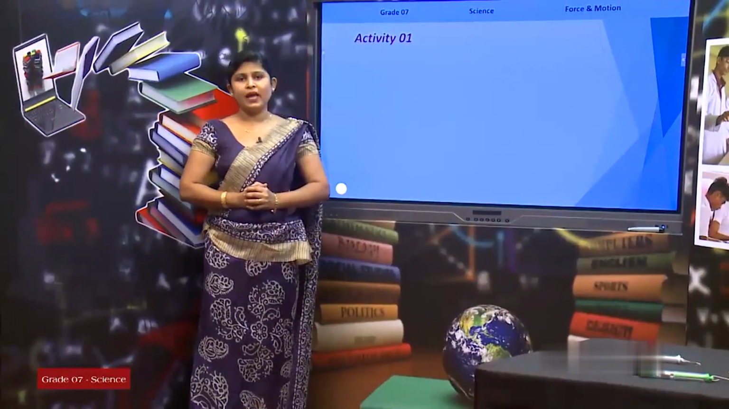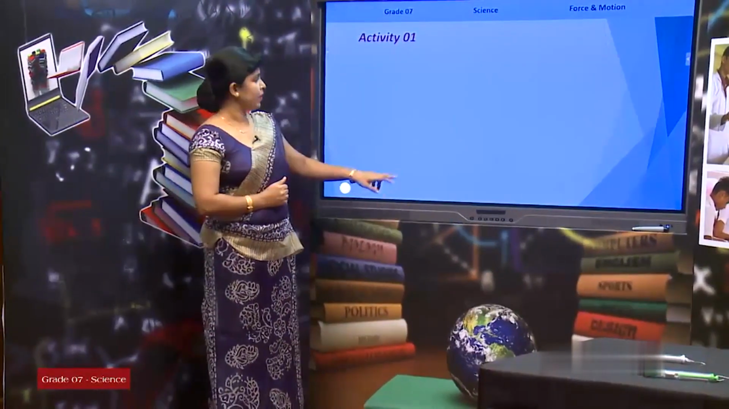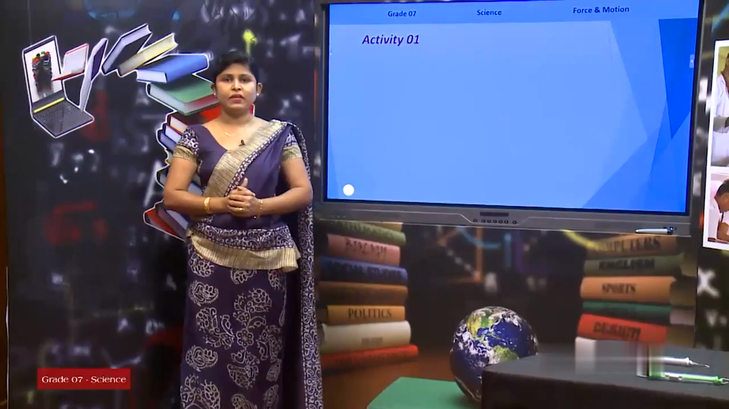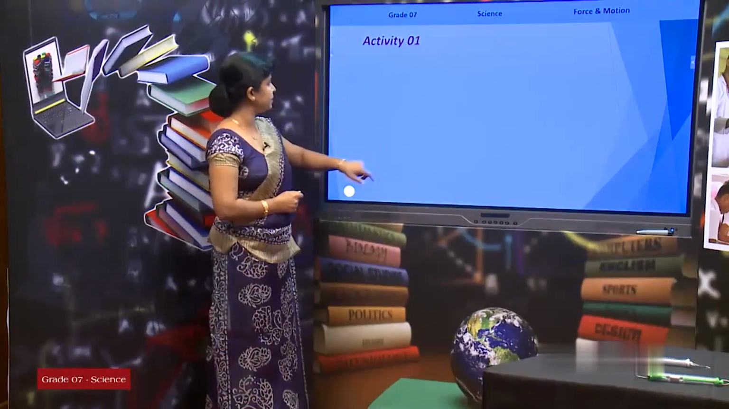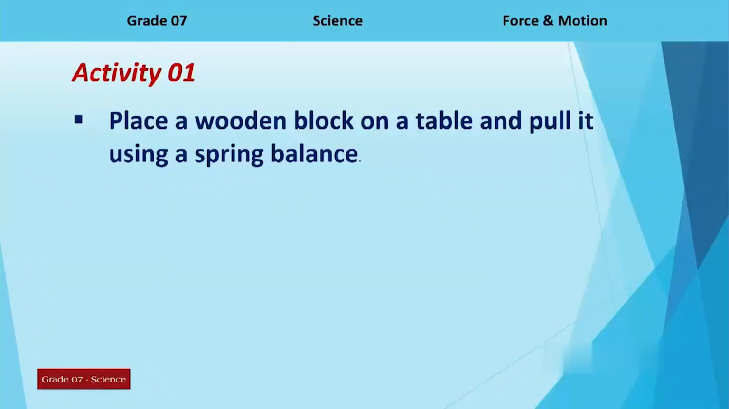Right. There are two activities. Before engaging the activities, I would like to explain to you how to do the activity. Activity 1. Place a wooden block on a table and pull it using a spring balance. You have to understand the first step is placing a wooden block on a table and pulling it using a spring balance.